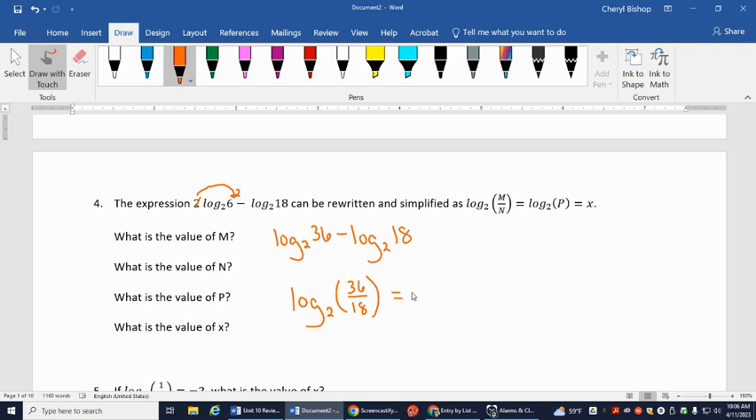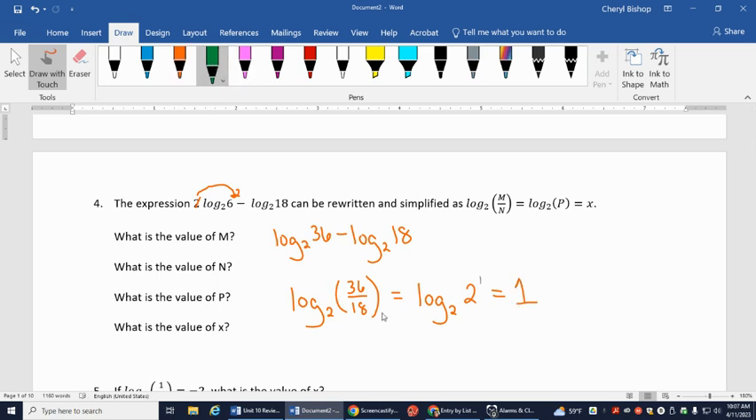What is 36 divided by 18? 2. So log base 2 of 2. And that's just going to equal x, because remember, if the base and the of are the same value, then your answer is just the exponent. If I don't have an exponent on it, what is the invisible exponent on it? 1. So what does this whole expression equal? 1.